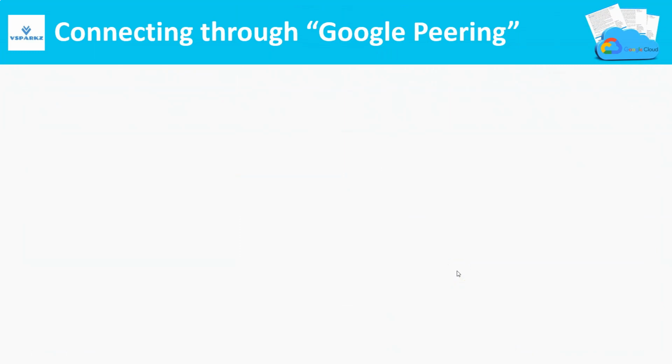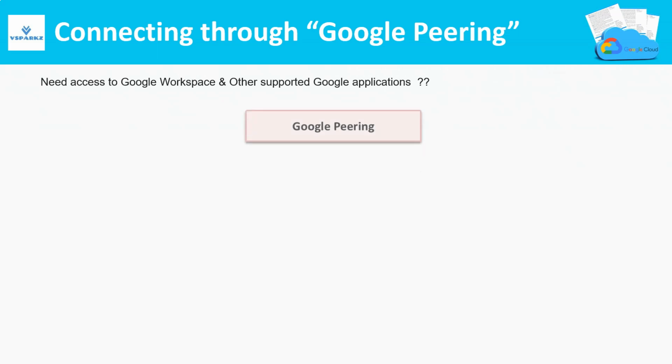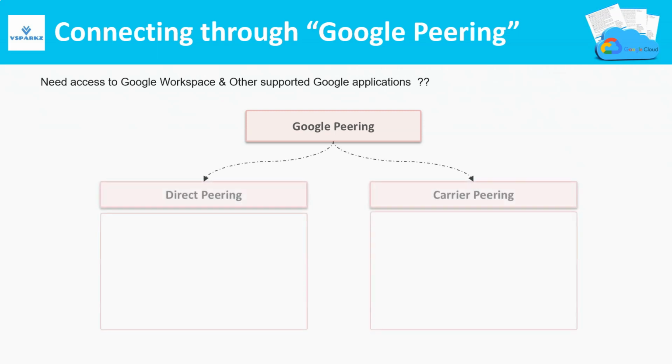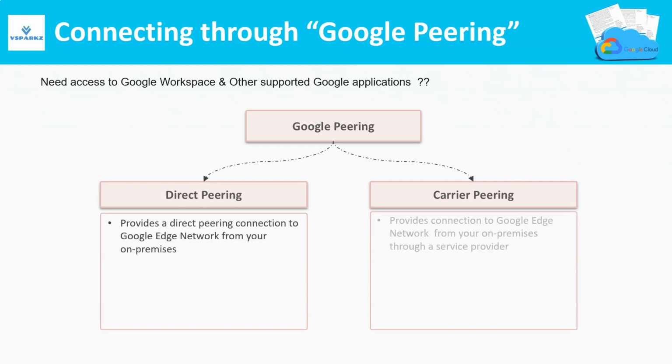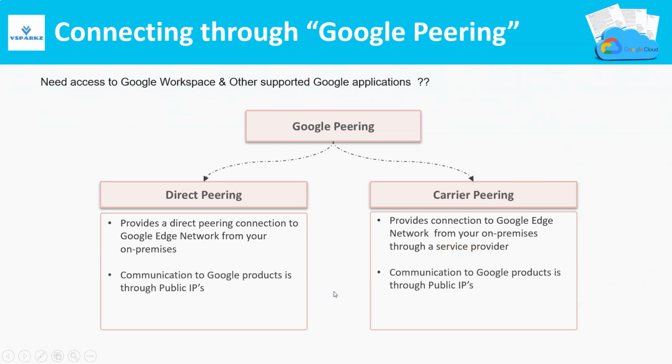Connecting through Google peering. If you are going to access Google Cloud as well as the other products of Google, such as Google Workspace and its associated applications, with a public IP address, then the option you should choose is Google peering. Similar to Interconnect, Google peering has two divisions called direct peering and carrier peering. In direct peering, the routing equipment, cables, and connections will be installed by the customers themselves, whereas in carrier peering, it will be done with the help of a service provider. Remember, in Google peering, the communication happens with the help of public IP addresses, which is less secure though.